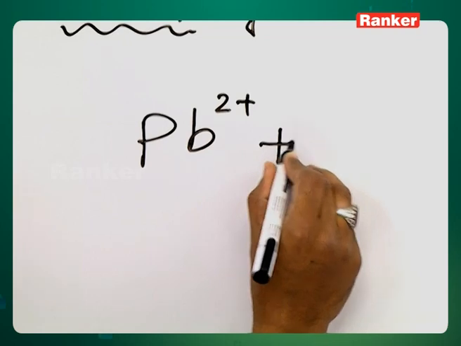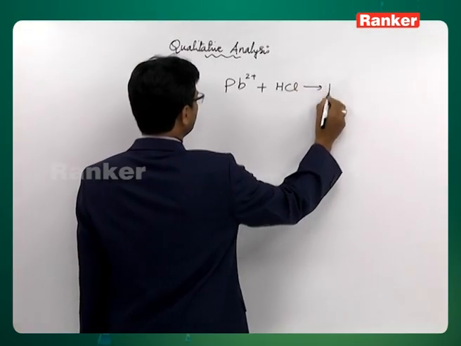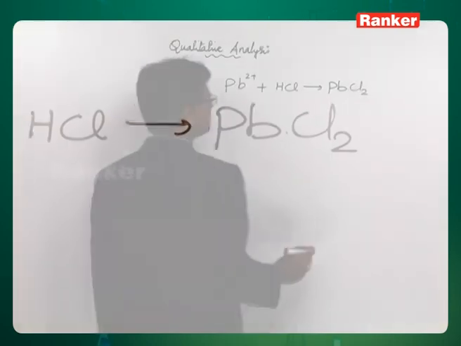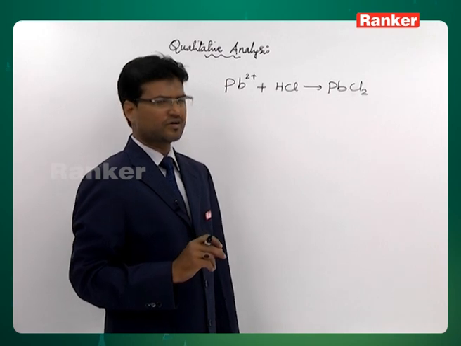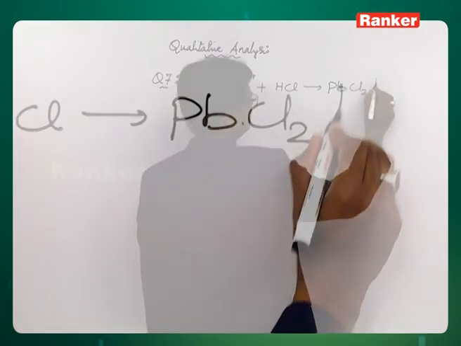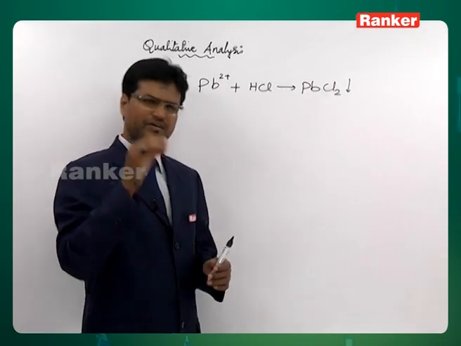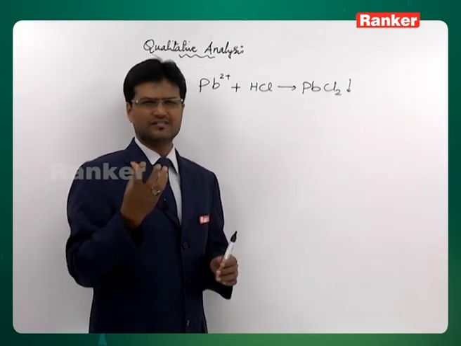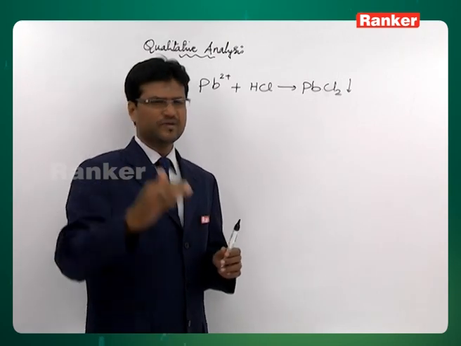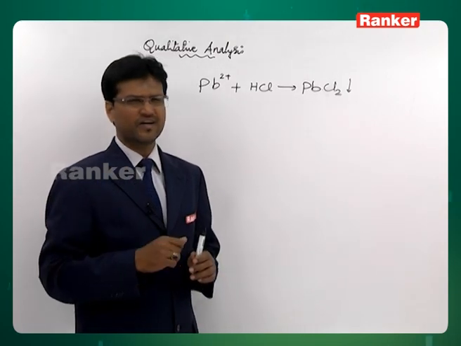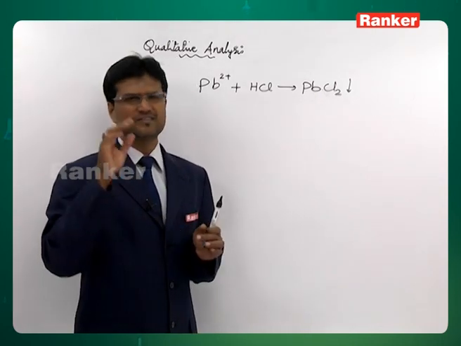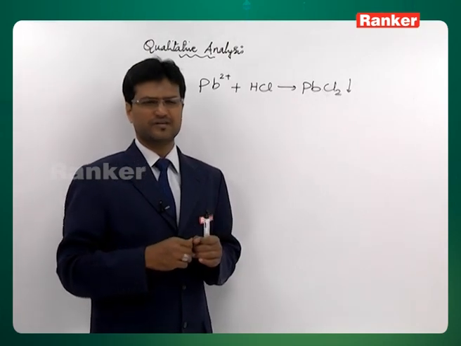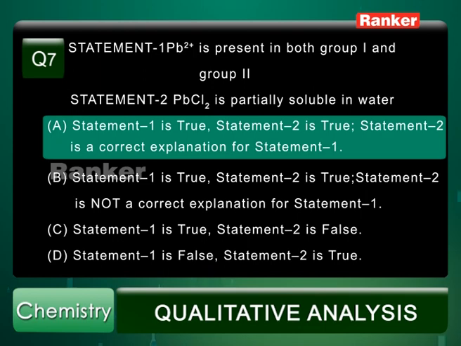Pb2+, when you are analyzing group 1, when you add dilute HCl, you get PbCl2. This is partially soluble in water, so this will form precipitate, and part of it will remain soluble in the solution, and when you filter it, some of the PbCl2 will pass into this solution, that is filtrate, and this filtrate you use for testing group 2 and you add H2S. PbS has very low Ksp and it will also get precipitated. So, the correct answer is A option, that is statement 2 is the correct explanation for statement 1.